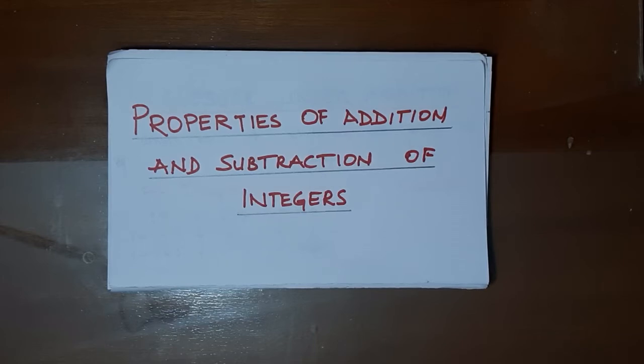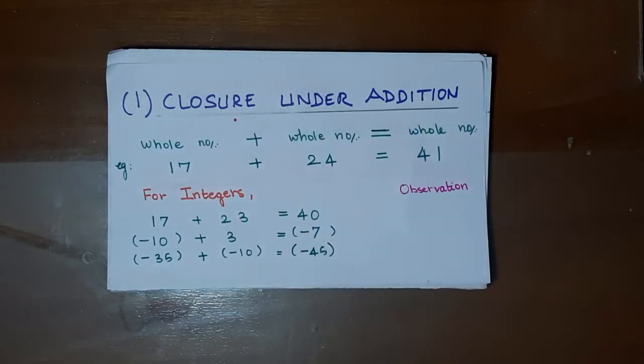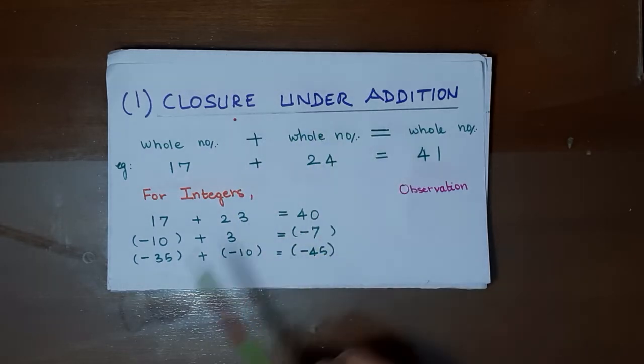Hello everyone. Today let us see the properties of addition and subtraction of integers. There are 5 properties of addition and subtraction of integers. So let us begin. First is the closure under addition property.